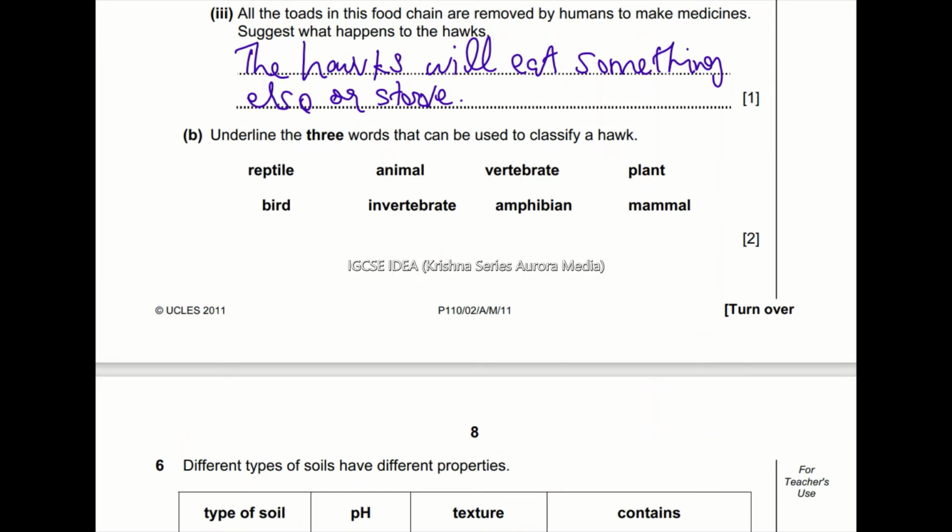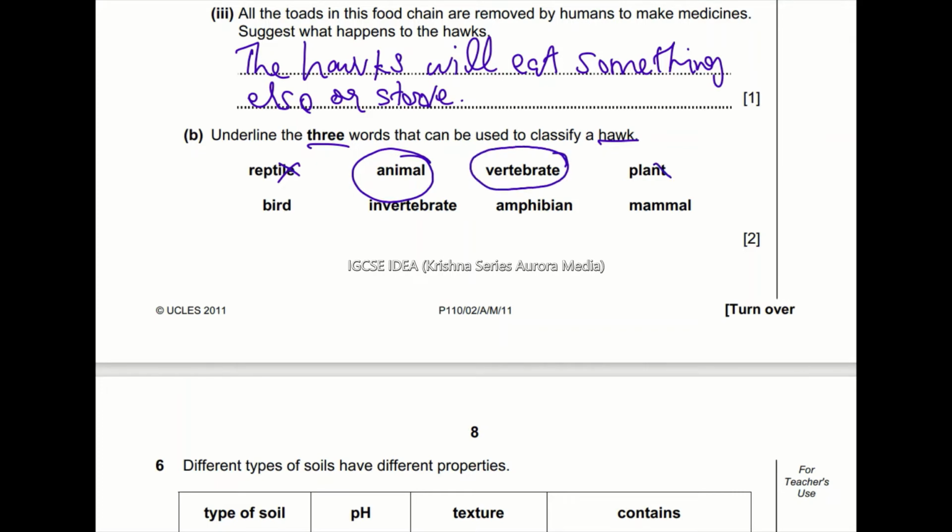B. Underline the three words that can be used to classify a hawk. Okay, it's not a reptile. Yes, it can be classified as an animal. Yes, it has a backbone. It's a vertebrate. It's not a plant. Yes, it's a bird. It's not an invertebrate. It's not an amphibian, and it's not a mammal.